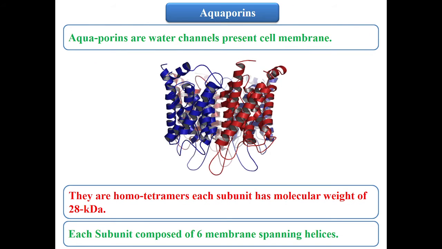Now one example of this alpha helix containing protein is aquaporin. Aquaporins are water channels present on the membrane of mammalian cells. These water channels are made up of 4 identical subunits which have 28 kilodalton molecular weight, each subunit of which is composed of 6 membrane spanning alpha helices.